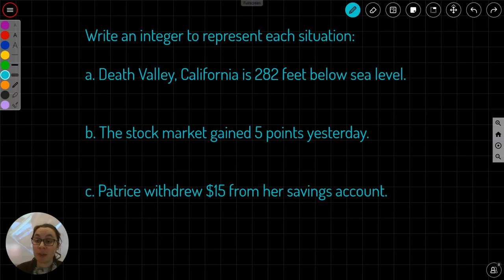This is example 3 of lesson 4.1, and our task is to write an integer to represent each situation. The first situation is that Death Valley, California is 282 feet below sea level. So we've done something very similar to this previously when we were talking about writing algebraic expressions from phrases.